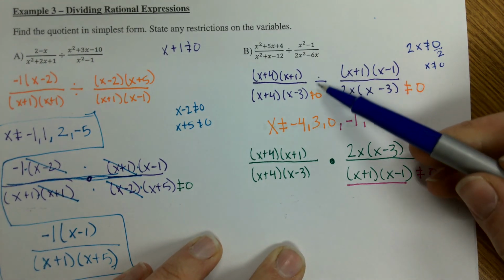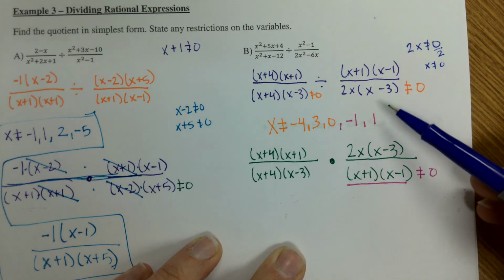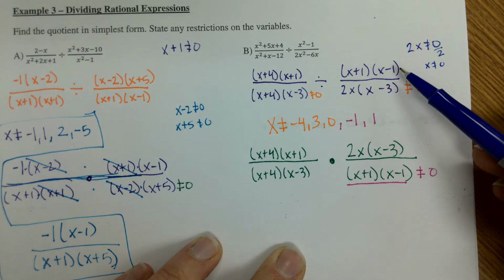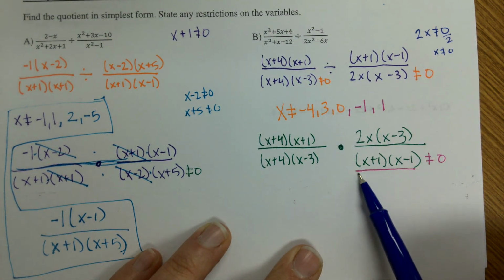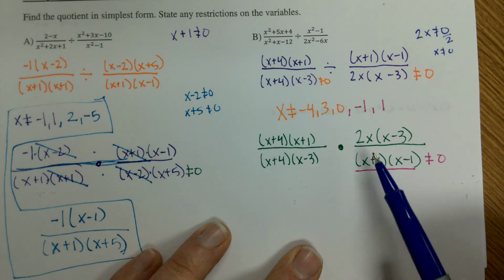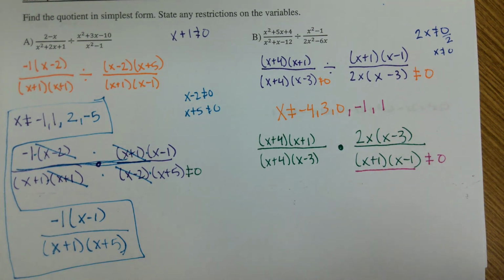Now, dividing by this fraction, I can multiply by its reciprocal. So everything on the bottom moves to the top, everything on the top moves to the bottom. Now I have 2 more restrictions because this portion cannot equal 0. So here's a negative 1, new restriction. Here's a positive 1, new restriction.